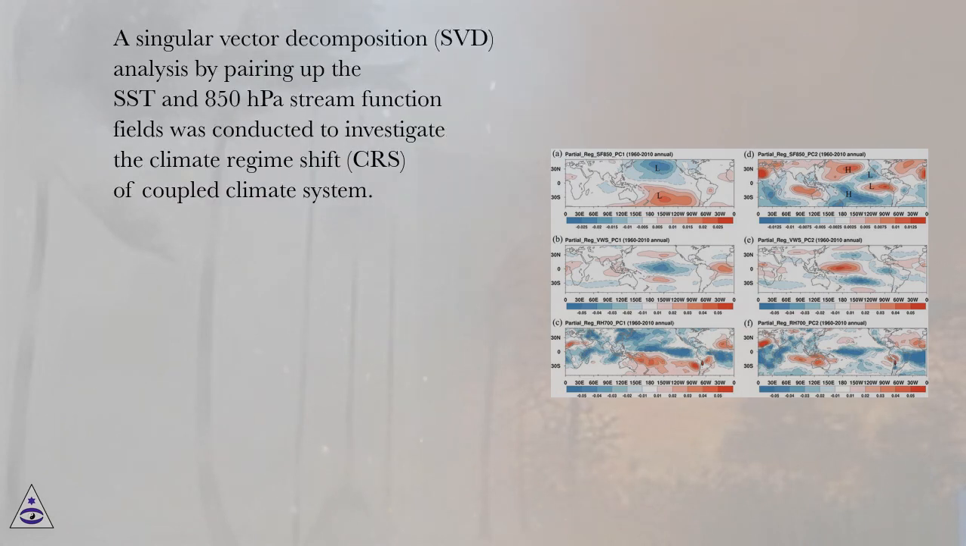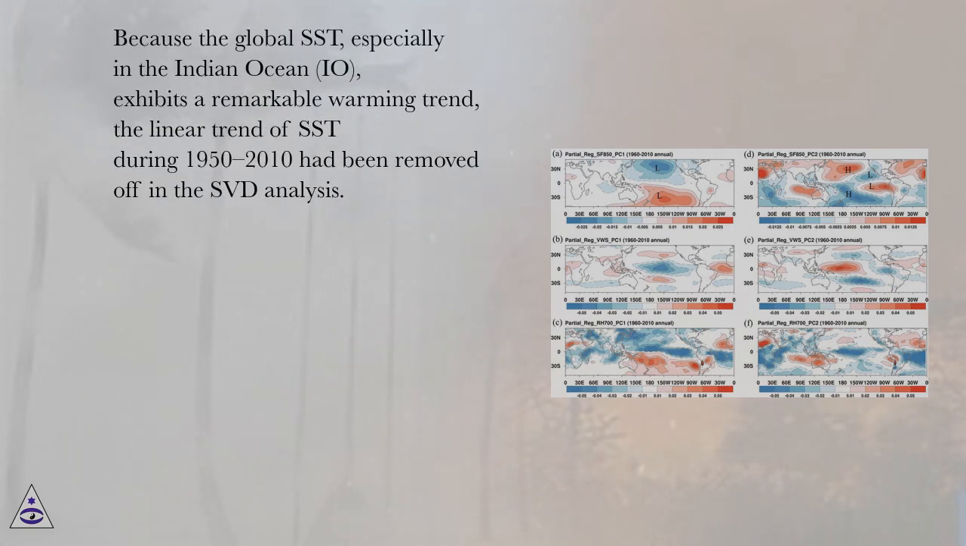A singular value decomposition, SVD, analysis by pairing up the SST and 850 hectopascal stream function fields was conducted to investigate the climate regime shift, CRS, of the coupled climate system. Because the global SST, especially in the Indian Ocean, IO, exhibits a remarkable warming trend, the linear trend of SST during 1950 to 2010 had been removed in the SVD analysis.